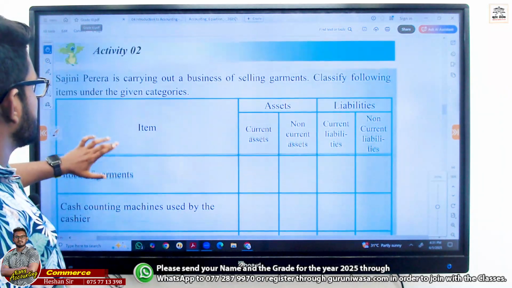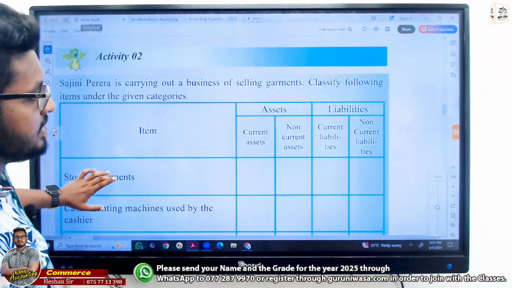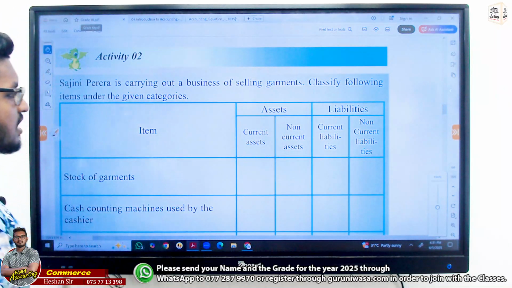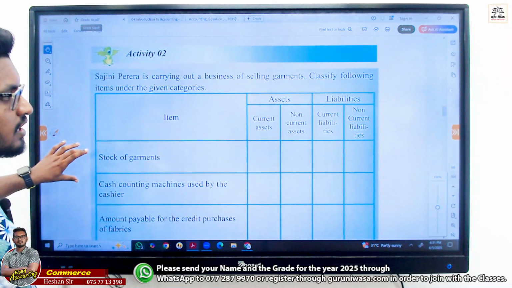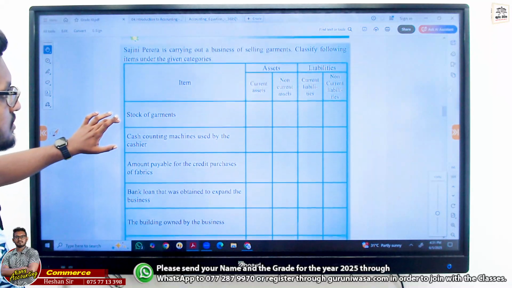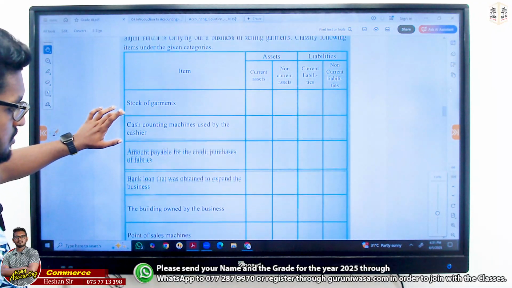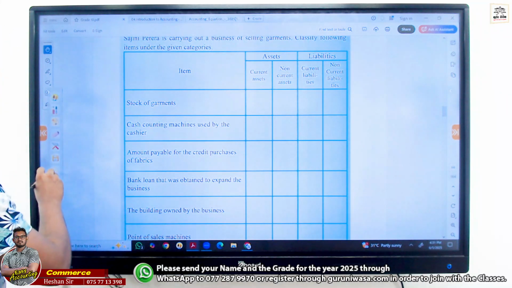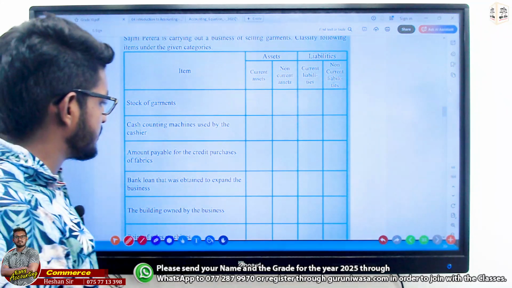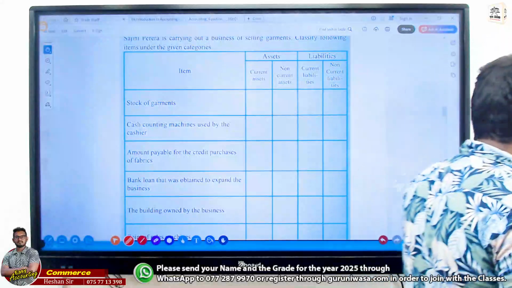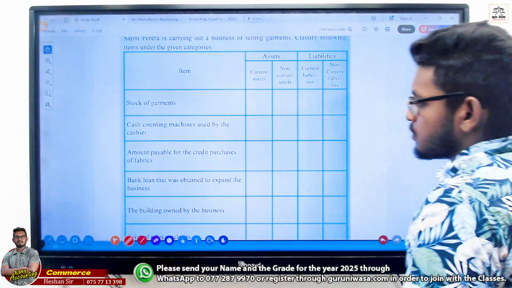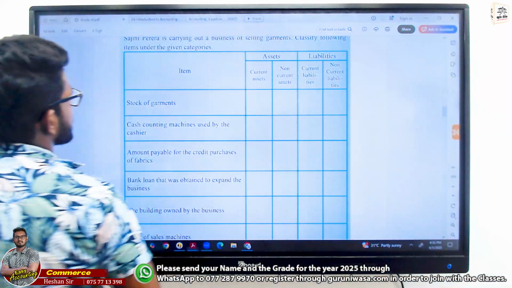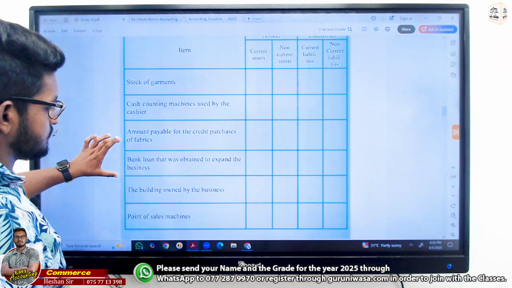Right. So, in here you need to categorize these as current asset or non-current asset, and current liability or non-current liability. Let's see. In your writing book, write. Make a textbook or a writing book, up to you. You can decide.